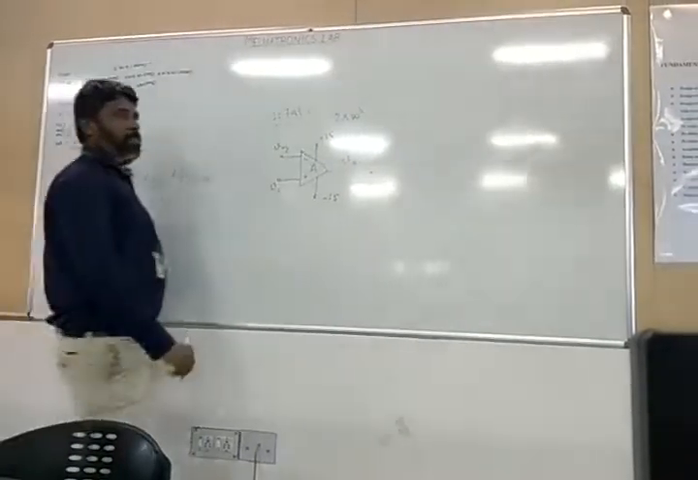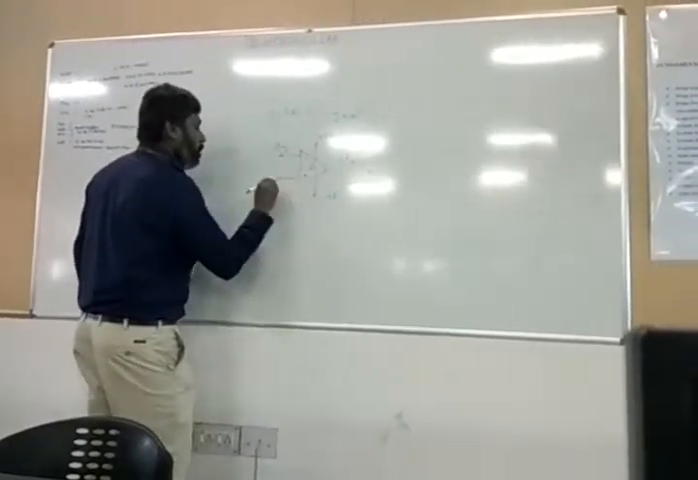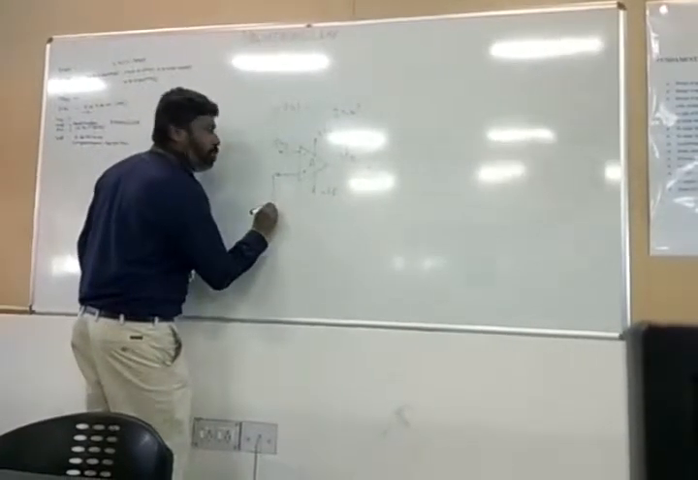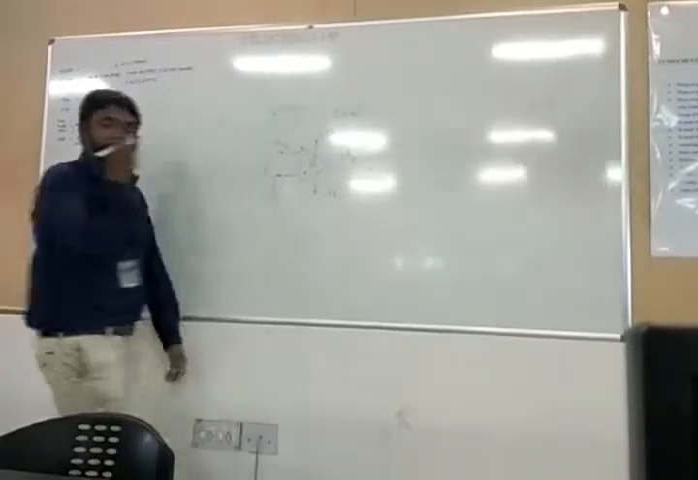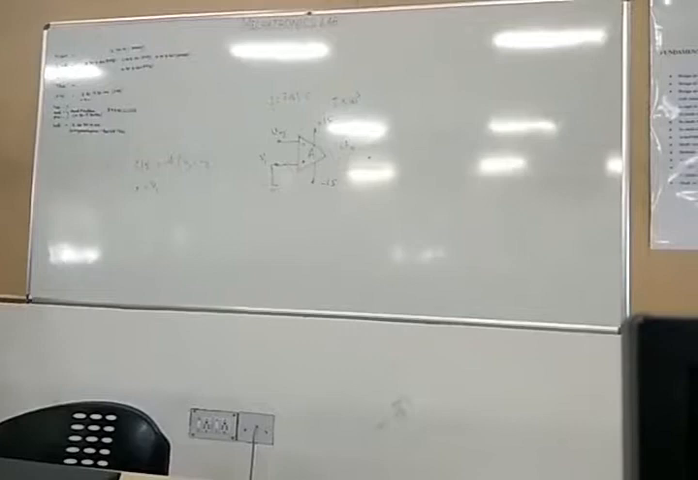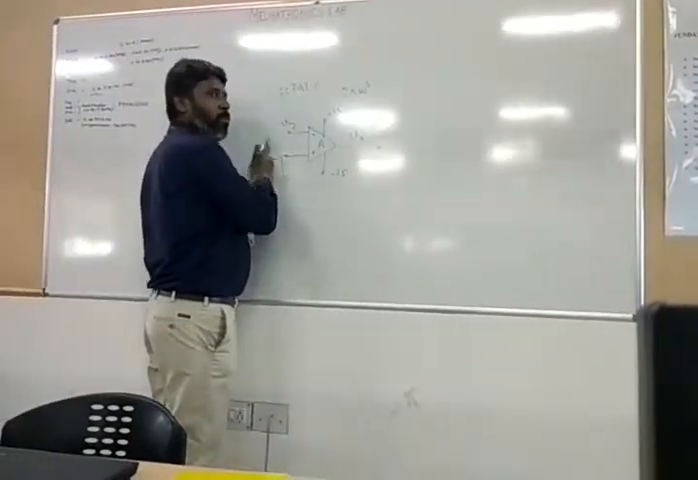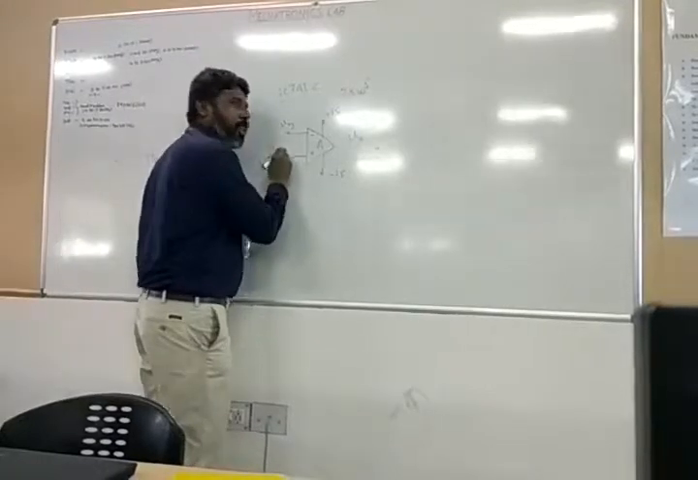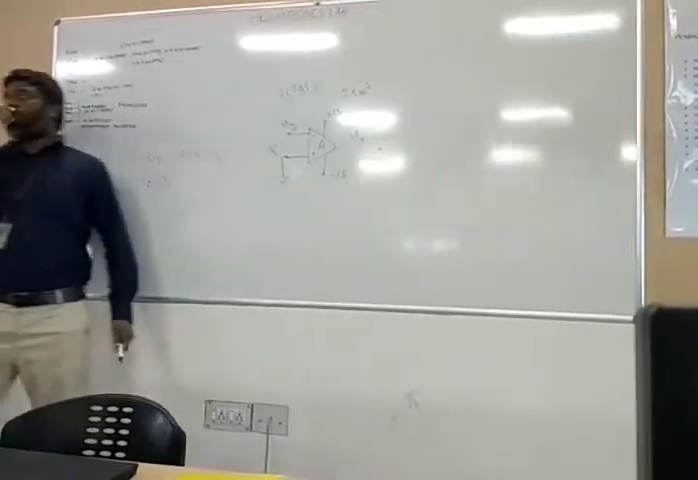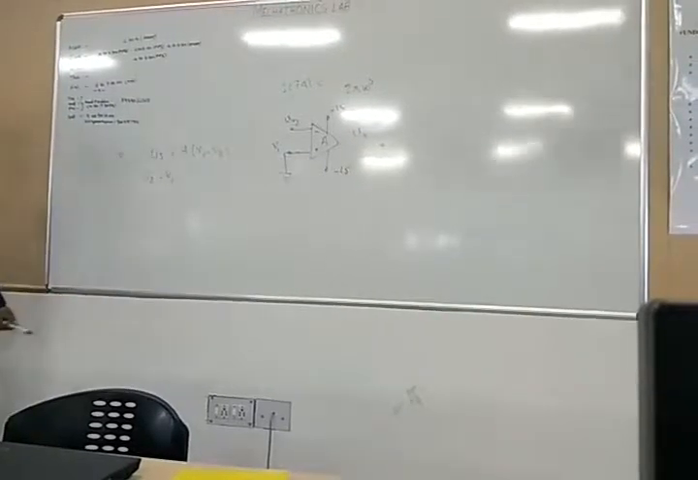But this is true only in feedback mode. Suppose in feedback mode I connect V1 to ground. Since V1 is connected to ground, V2 follows V1. V2 is also at ground, but not a real ground. It's called a virtual ground, virtually connected to ground. Is the concept clear?